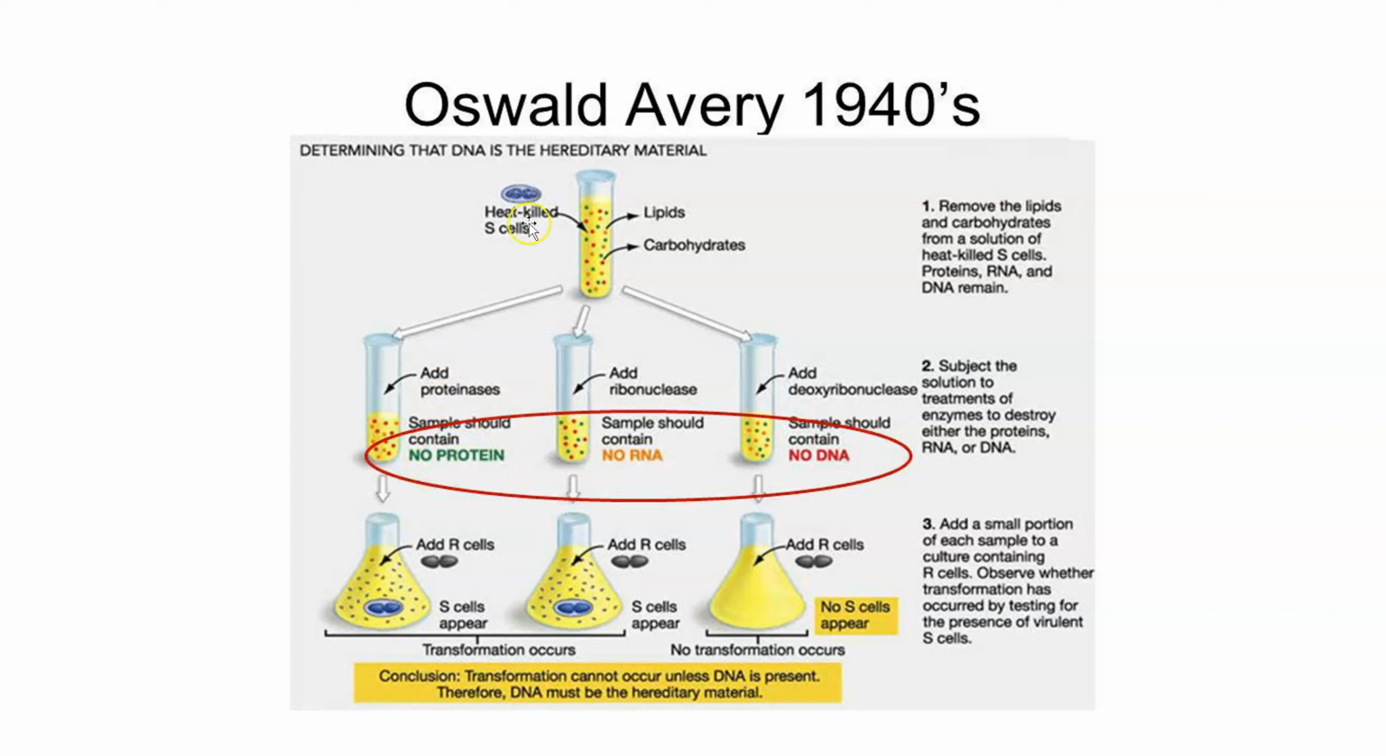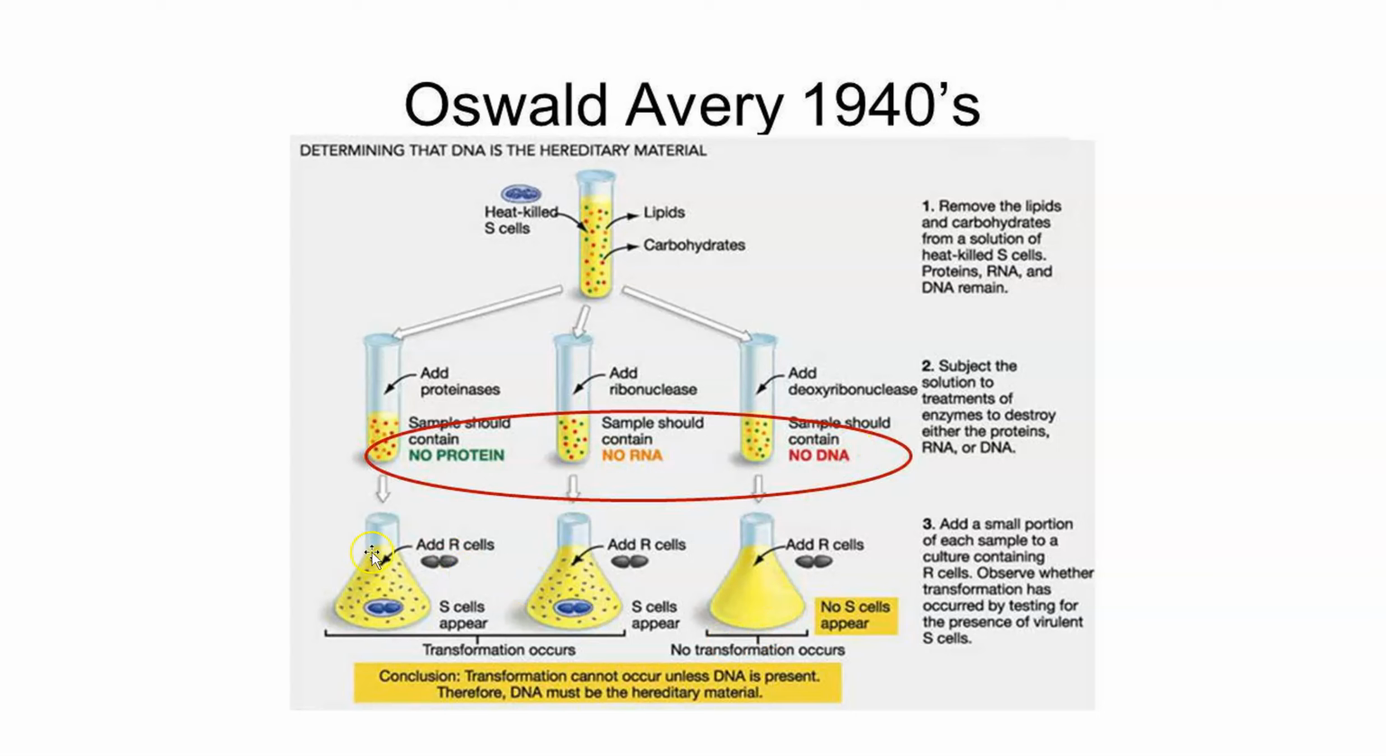So basically, he took Griffith's experiment. Science builds on itself, right? So he took the heat-killed S cells, lipids and carbohydrates, and removed the lipids and carbohydrates. And so protein, RNA, and DNA remained. All right. And so he added enzymes that broke down protein, enzymes that broke down RNA, and enzymes that broke down DNA.